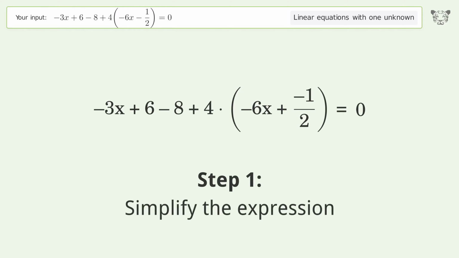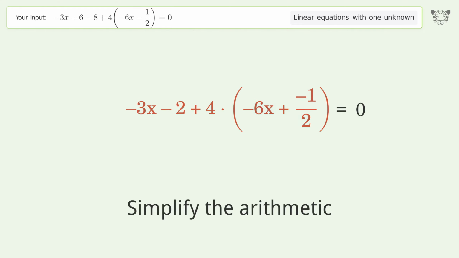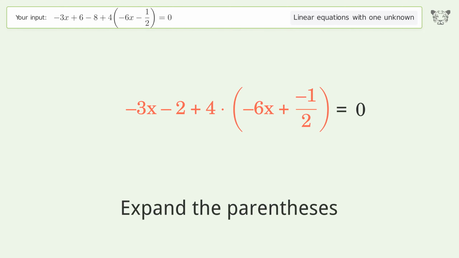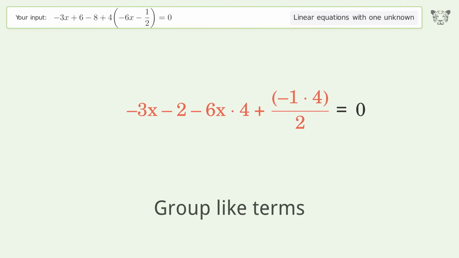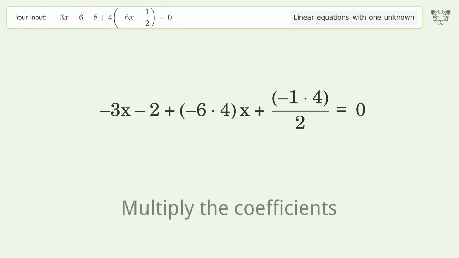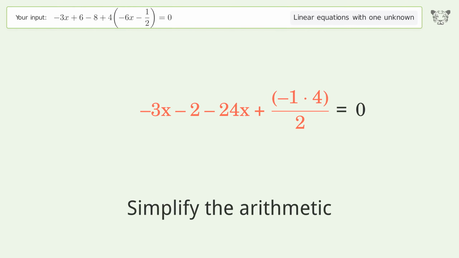Simplify the expression. Simplify the arithmetic. Expand the parentheses. Group like terms. Multiply the coefficients. Simplify the arithmetic.